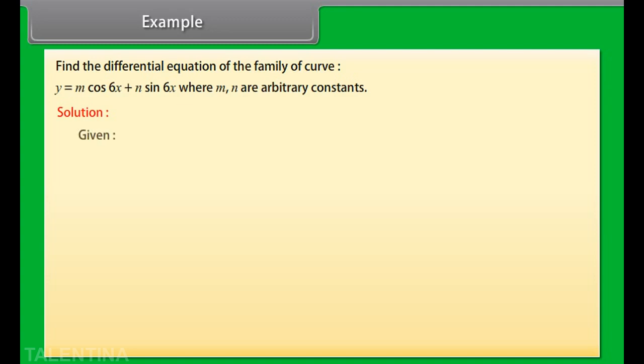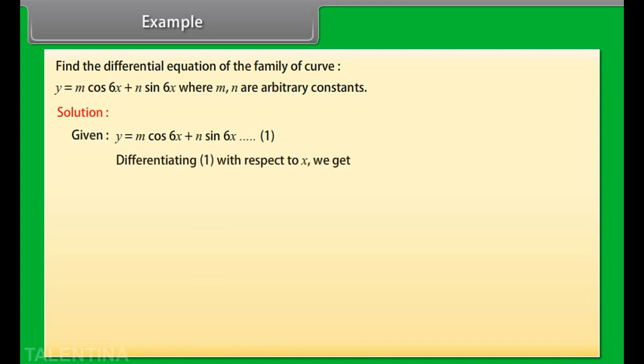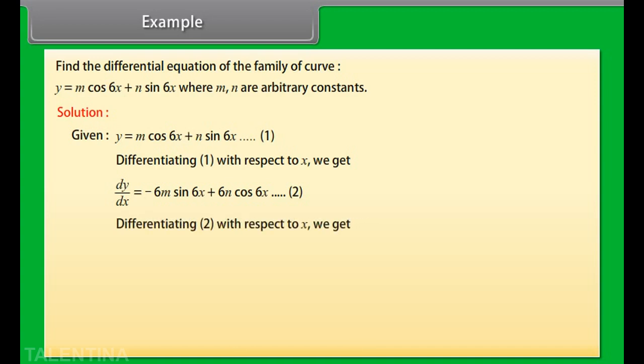Solution. Given y equals m cos 6x plus n sin 6x, name it as equation 1. Differentiating equation 1 with respect to x, we get dy by dx equals minus 6m sin 6x plus 6n cos 6x. Name it as equation 2. Differentiating equation 2 with respect to x, we get d2y by dx square equals minus 36m cos 6x minus 36n sin 6x.